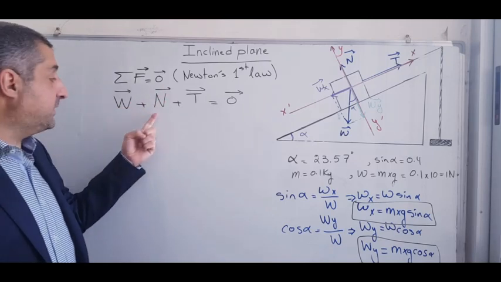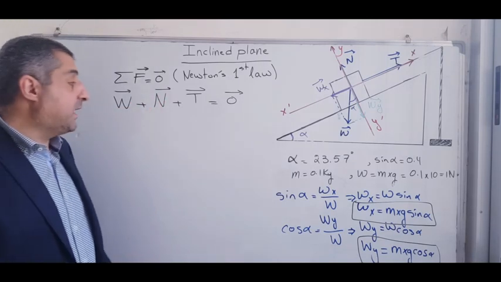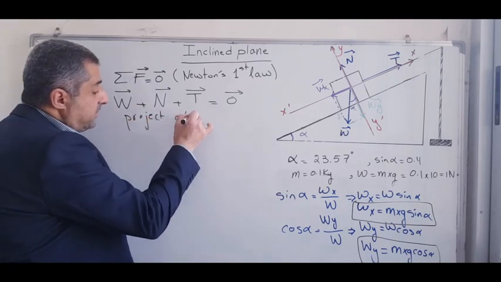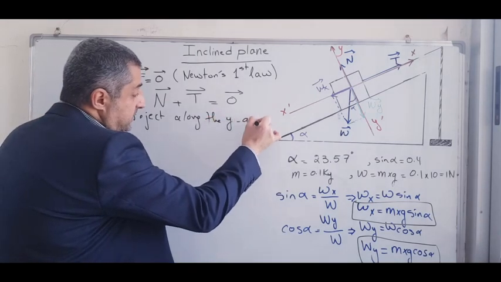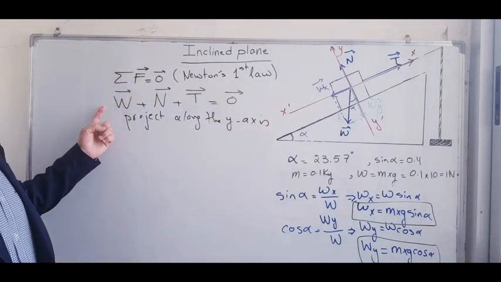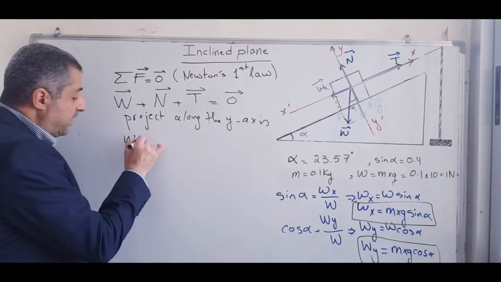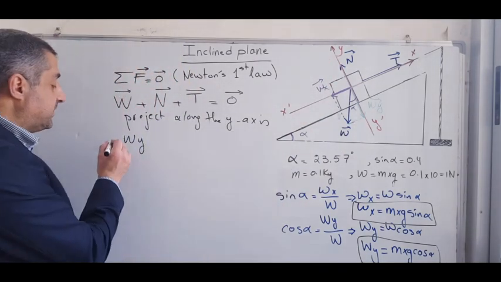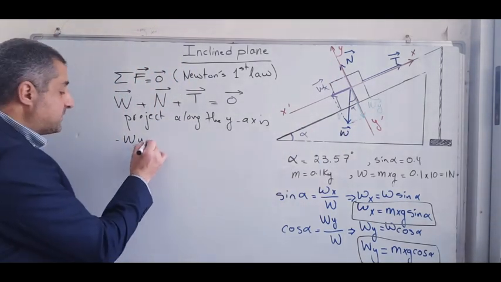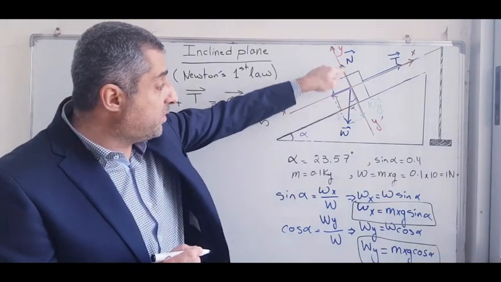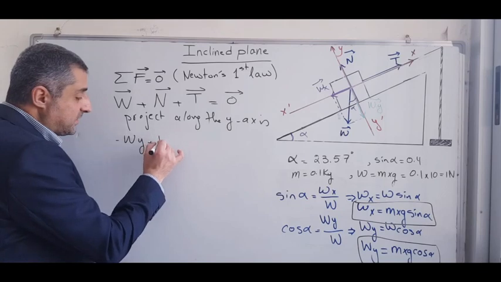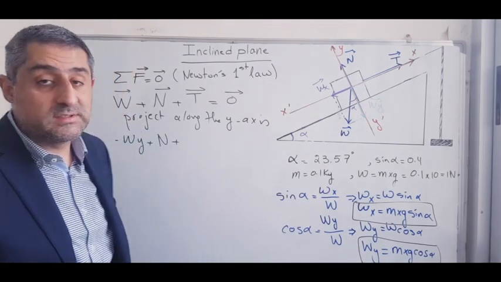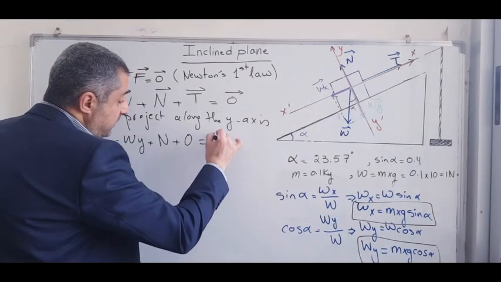In order to calculate the magnitude of the normal reaction N, we will project along the y-axis. The projection of the weight along the y-axis is Wy. Is it positive or negative? We look here. Wy is opposite to the y-axis, so it is minus Wy. Plus N, which is along the y-axis in the positive direction, plus the tension. The projection of the tension along the y-axis is equal to 0. Plus 0 equal to 0.